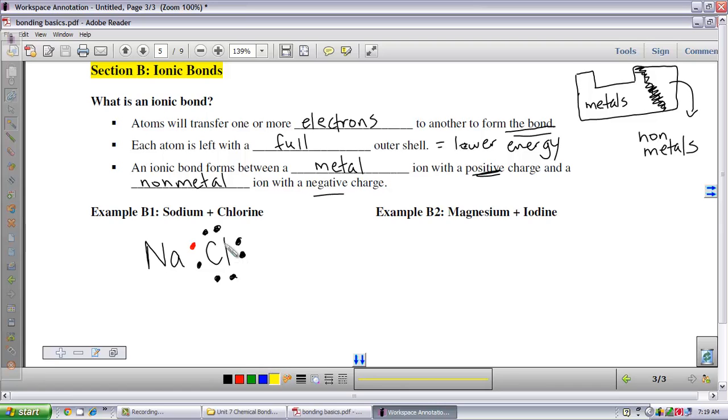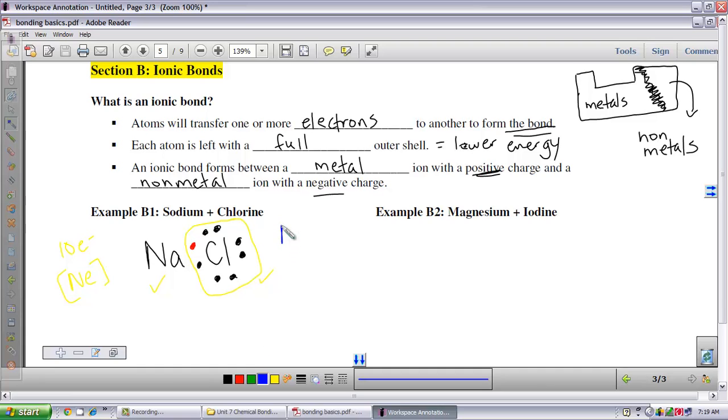So then when you're done, you can see that chlorine has a full octet, and sodium also has a full octet, because when he loses an electron, he now has 10 electrons. And when you look at the periodic table, that is the electron configuration for neon. So he has a configuration like neon, which is a noble gas. So he's happy, chlorine's happy, and there you go.